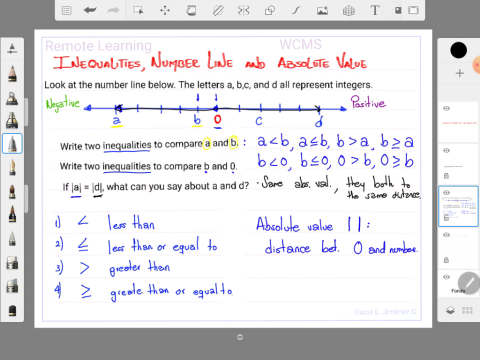And that's it. Remember, on the number line, you always have the greater numbers on the right and the lesser numbers on the left. We have four kinds of inequalities: less than, less than or equal to, greater than, and greater than or equal to. And the absolute value is always the distance between 0 and any number.